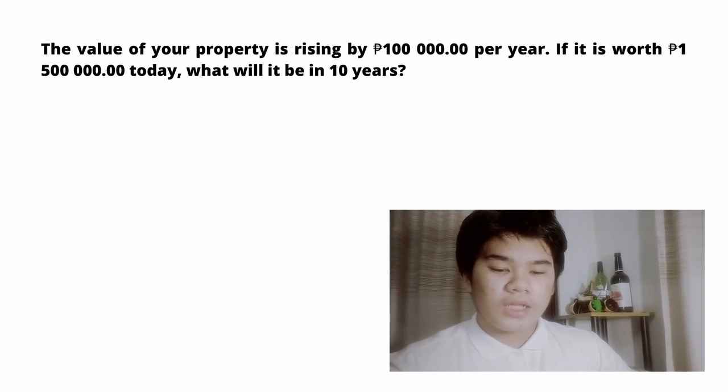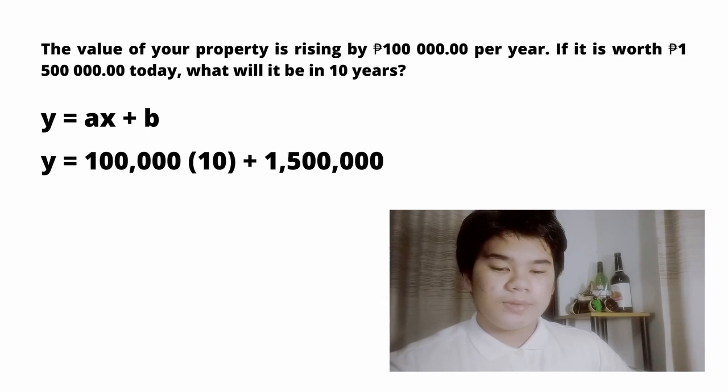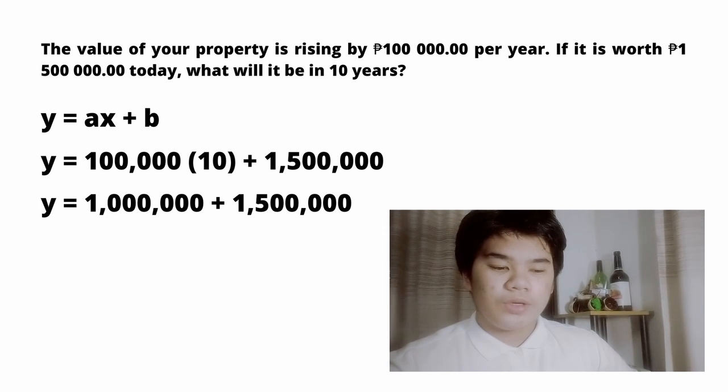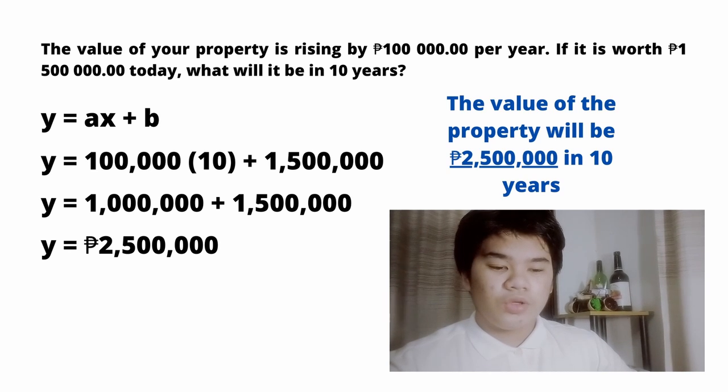For number 4, we still have to use the same formula, y = ax + b, where a is the rate, x is the time, and b is the initial amount. Substitute the values and perform the operations, and we get y = 2,500,000 pesos. The value of the property will be 2,500,000 pesos in 10 years. Next up is item number 5 with the given problem.